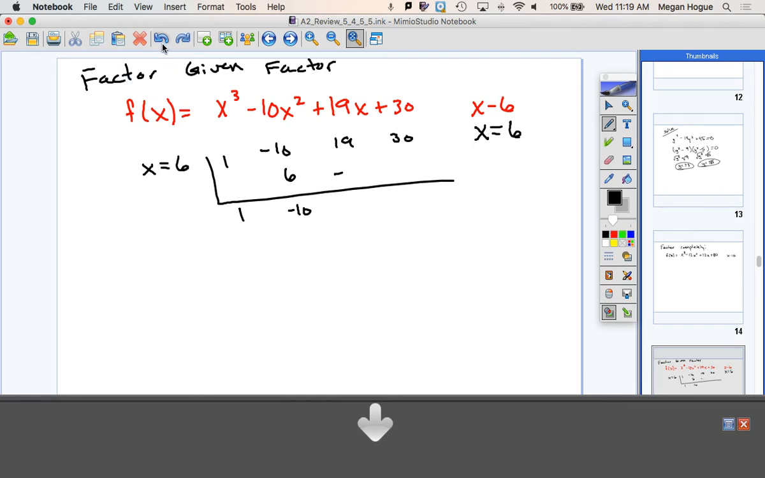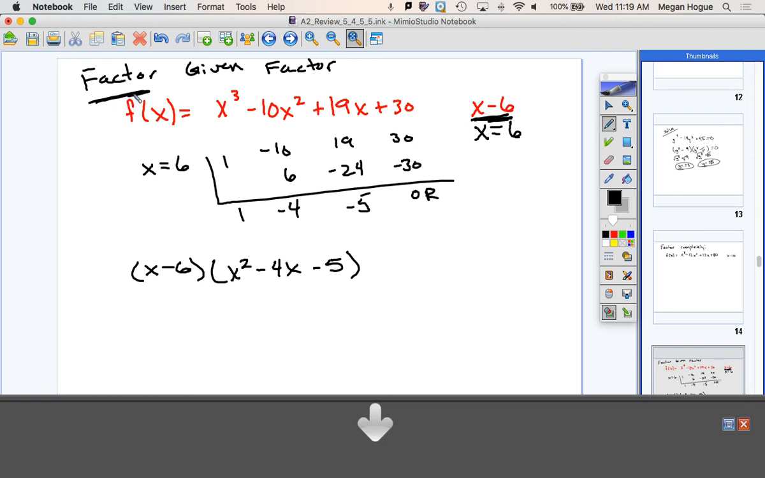Part of it, I knew I did something wrong because I wasn't going to get a remainder of 0. I know when I factor, I should get a remainder of 0. So let's see. Negative 4, negative 19, negative 5, negative 30. Okay, now I'm feeling better. Remainder 0. We need this binomial, x minus 6, as part of my answer. And then we need x squared minus 4x minus 5.